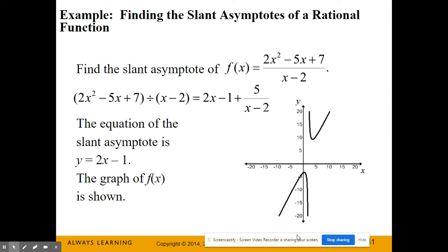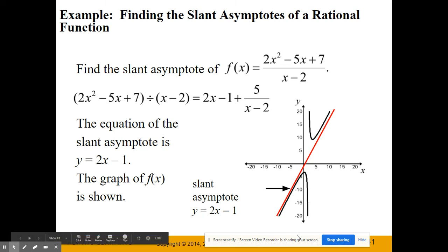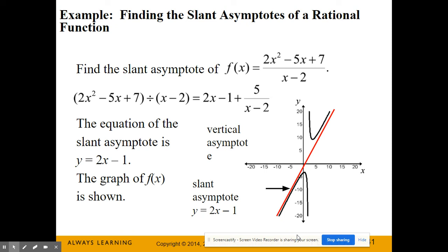So the whole graph of the function is shown there. The slant asymptote is that equation y equals 2x minus 1. That red line is the slant asymptote that is not touching either of those two parts of the function. The vertical asymptote's at x equals 2 because the denominator is x minus 2.